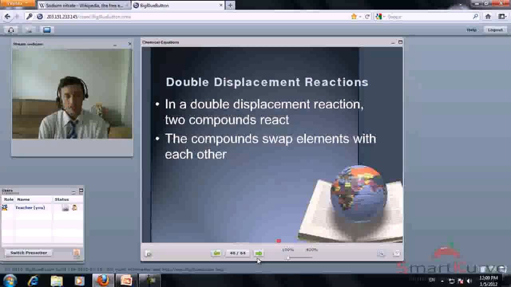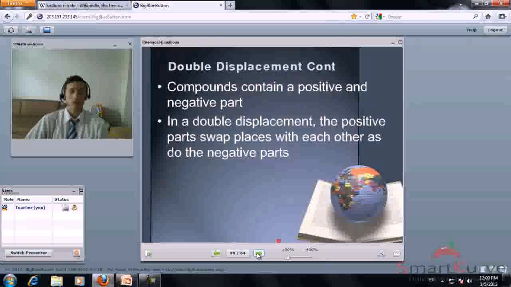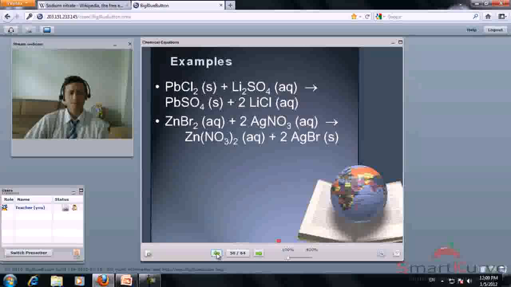The next type of reaction, double displacement. In a double displacement reaction, 2 compounds react. The compounds swap elements with each other. The compounds contain a positive and a negative part. In a double displacement, the positive parts swap places with each other, as do the negative parts. Remember, with positive and negative, we're dealing with ionic bonds. This would be a little bit like a double date, where the partners come to the dance like this, and then they switch partners.